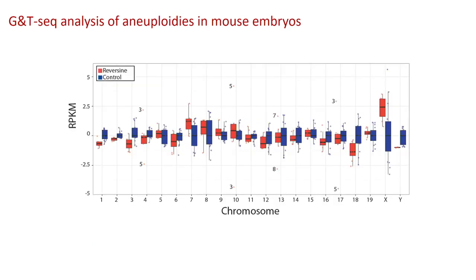So what happens to gene expression? Again, it's a reasonably complex plot. It's just an aggregate of gene expression in our control and reversing treated embryos across chromosomes.